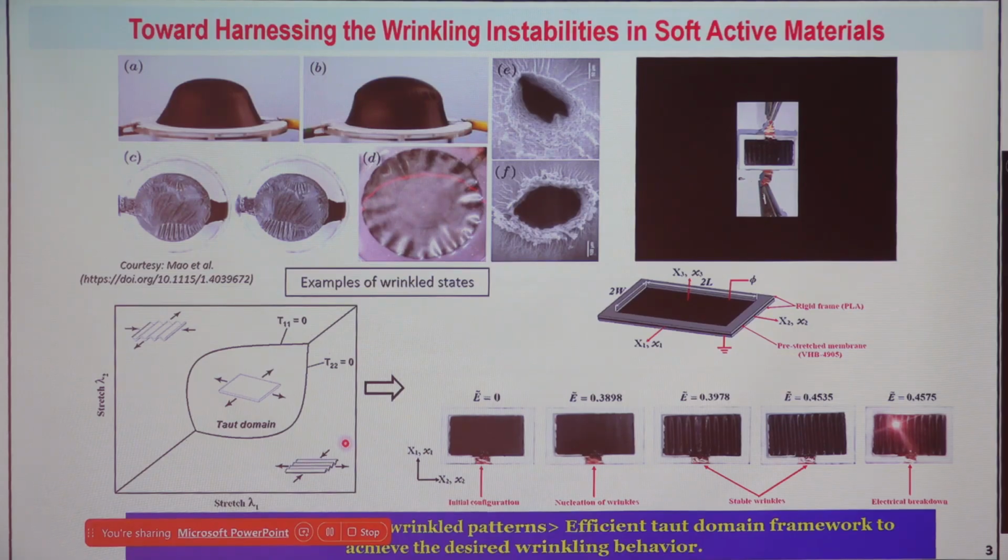The left side region is T11 negative and the right side region is the other one negative. So that is showing that if one of them is negative, the wrinkle will start developing. So you understand the tau domain, how it is, it is nothing.